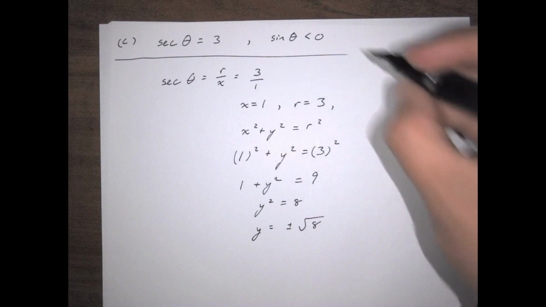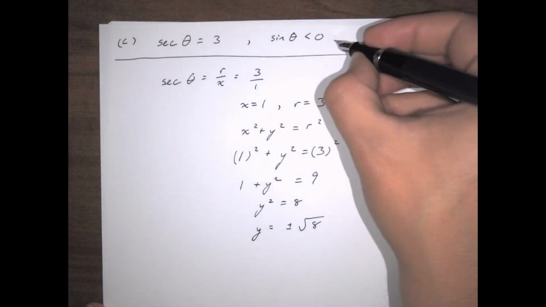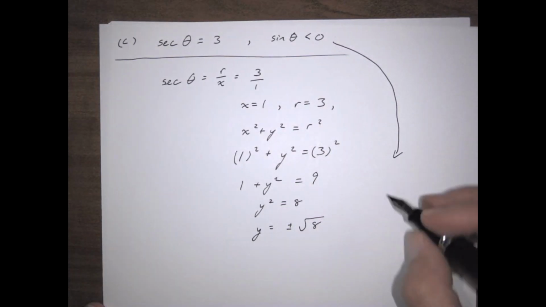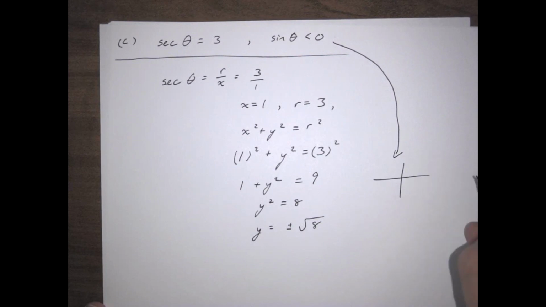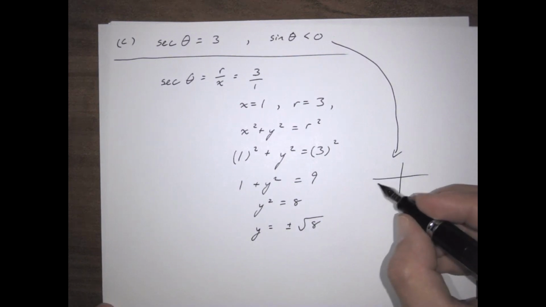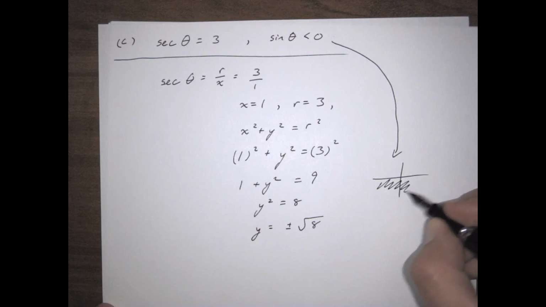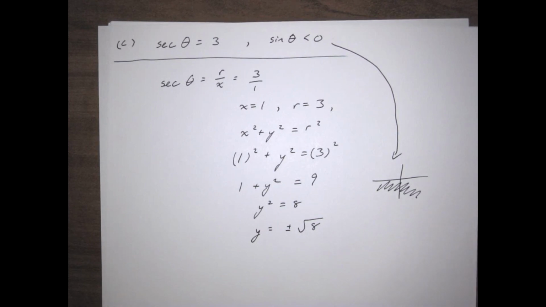And now we can use this piece of information to help us decide which it is, whether it's the positive or the negative. So if sine theta is less than 0, then that means we're talking about the y being less than 0, which means that we're not talking about the positive root 8, we're only talking about the negative one.